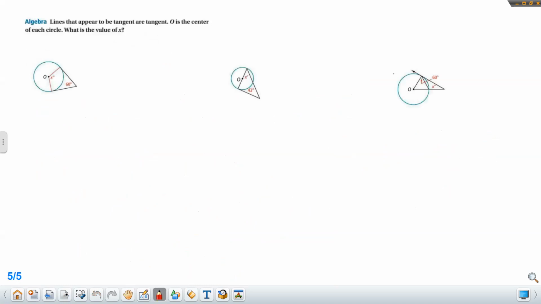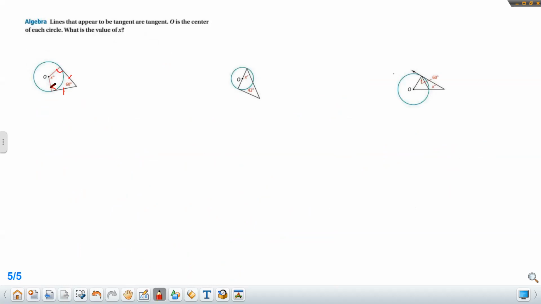Lines that appear to be tangent are tangent. O is the center of each circle. What's the value of x? Okay, first, in the first figure, we have 2 segments drawn from a point outside the circle. Okay, so we can say they are equal. This is number 1. Number 2, I have 2 tangents and 2 radii. So the angle between them, yes, 90, right.